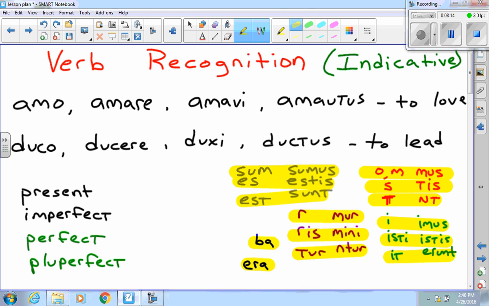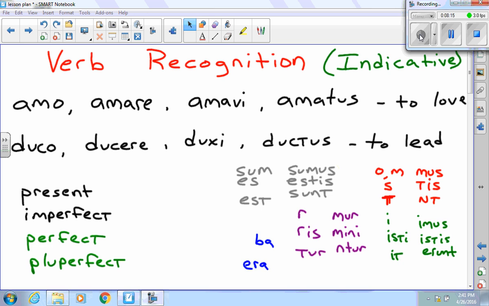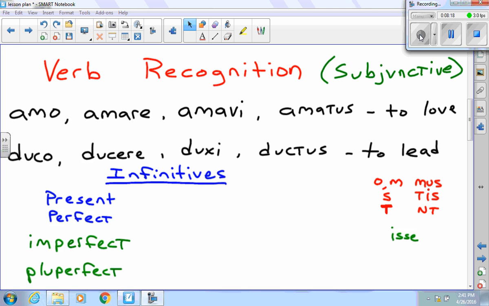Those are all indicatives. Okay, so the indicative mood, we're done. How do I determine the subjunctive mood? Well, the subjunctive mood for the imperfect and pluperfect is all about identifying the infinitive.